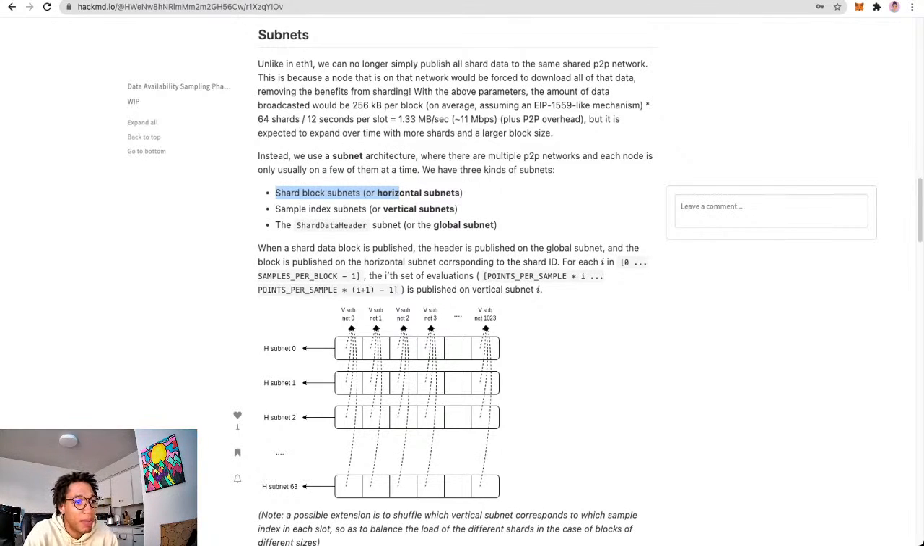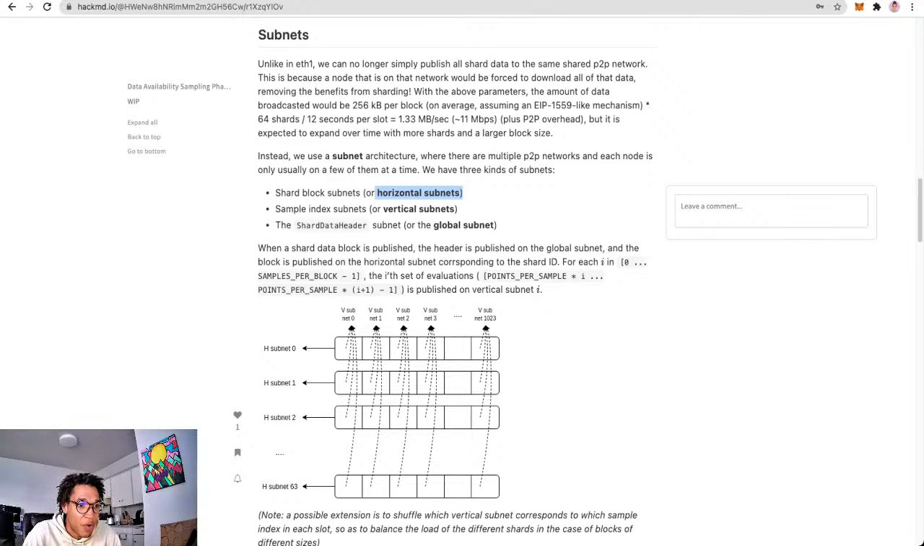When a shard data block is published, the header is published on the global subnet. So when a shard data block is published, the header for that block is published on the shard data header subnet. The block is published on the horizontal subnet, the block subnet, corresponding to the shard ID.